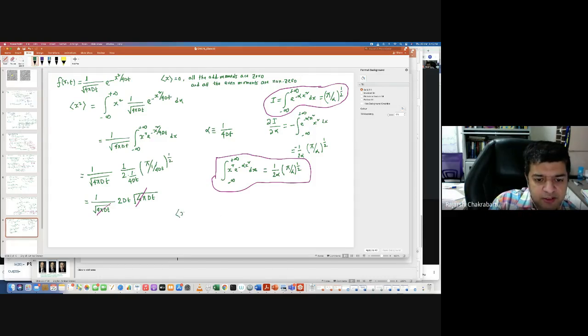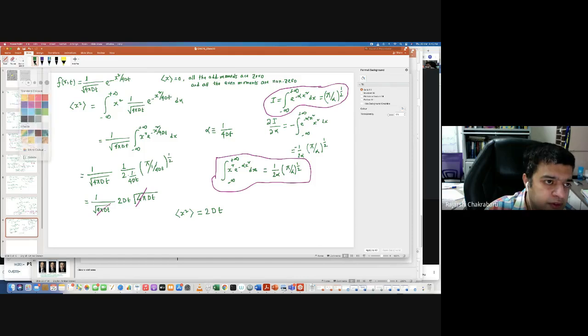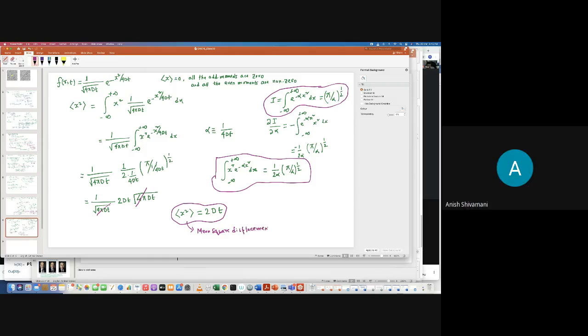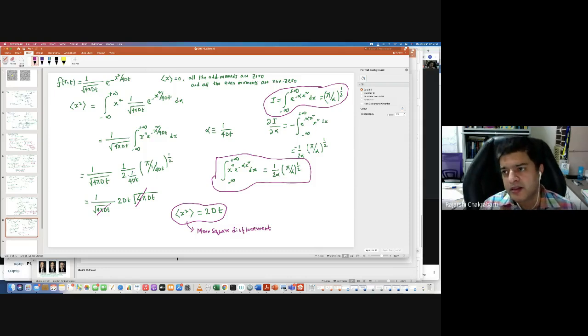And what do you get after cancellation? You get your x square average is equal to 2Dt, and this is a very important result that you have derived today. This is the mean square displacement, isn't it? It is linear in time, and it is larger if your diffusion constant is higher. Is this clear? This is a very important result.